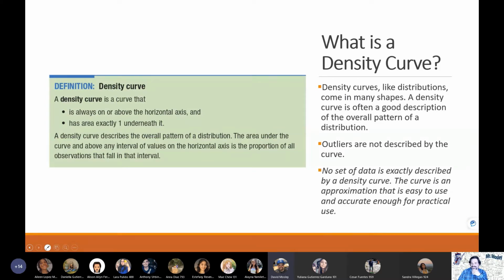No set of data is exactly described by a density curve. The curve is an approximation that is easy to use and accurate enough for practical use. Right? And that's a key thing. A density curve is close enough that we can use it. It is not 100% accurate to all the data points, but it's close enough that the amount of error we have is negligible. And in the next slide, we'll see some examples of a density curve, and how to use it and how to read it.